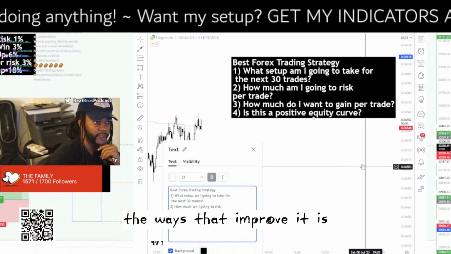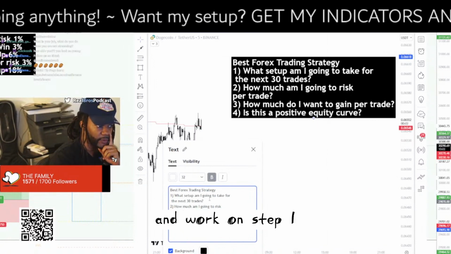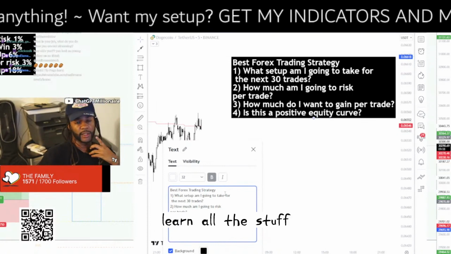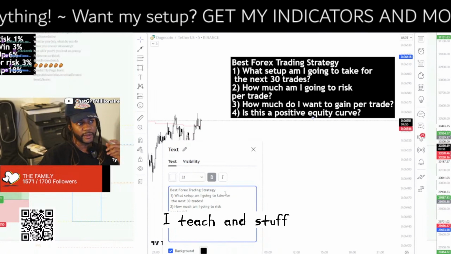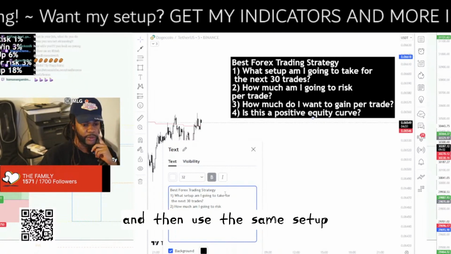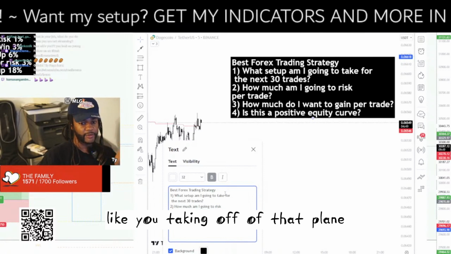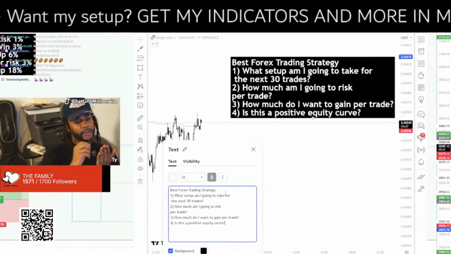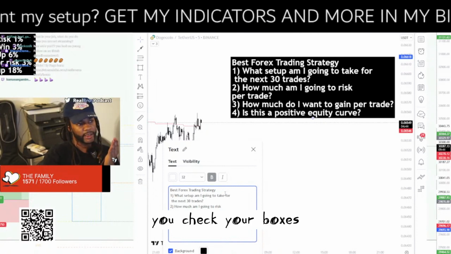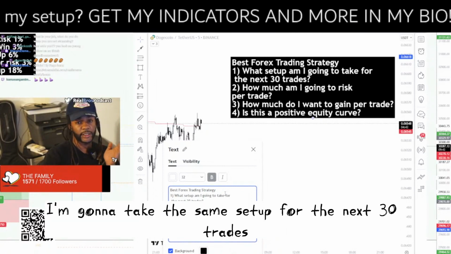The ways to improve it is work on step one. With setups, I'm going to learn more setups, learn market cycles, learn all the stuff I teach. Learn those type of things, and then use the same setup. Like, you're taking off of that plane, you got a checklist. You look for your setup. All right, you check your boxes. I'm going to take this same setup for the next 30 trades.